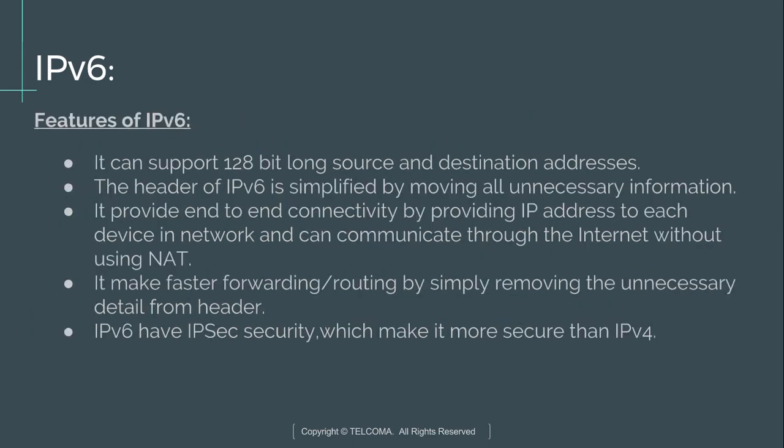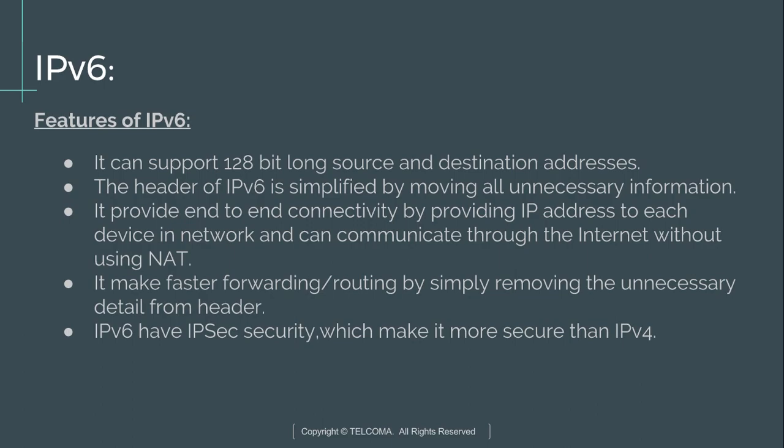The next topic is the features of IPv6. IPv6 supports 128-bit long source and destination addresses, whereas IPv4 addresses are 32-bit long. The header of IPv6 is simplified by removing unnecessary information, that is, removing the unimportant details from the header. It provides end-to-end connectivity by giving an IP address to each device in the network, which can communicate through the internet without using NAT. And by simplifying the header, it makes forwarding and routing in the network faster.